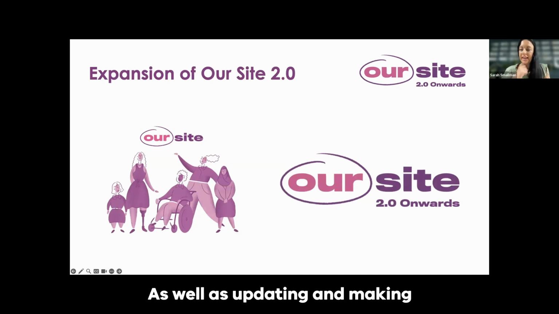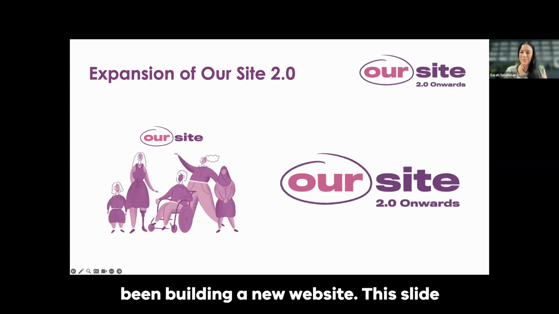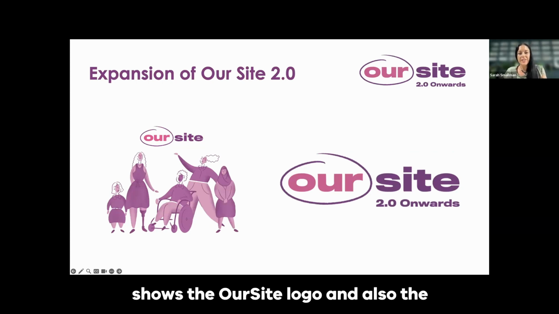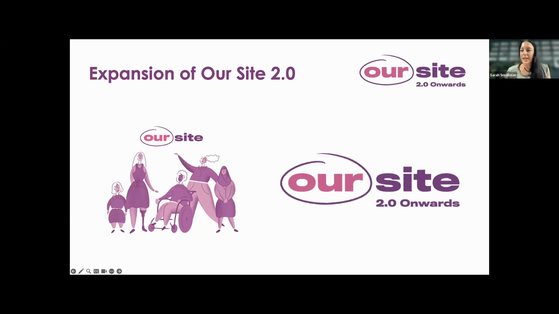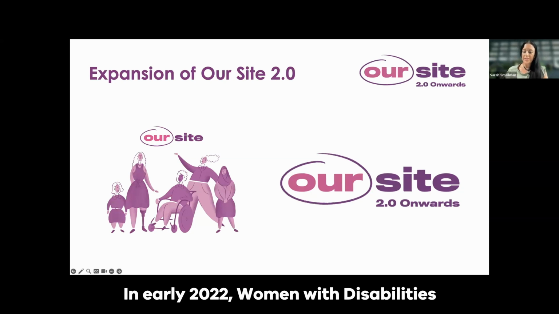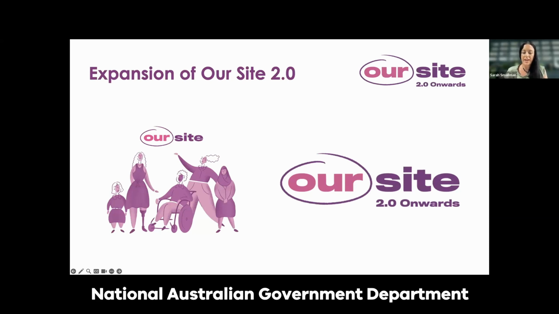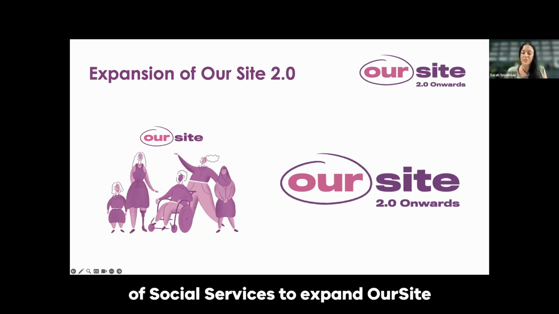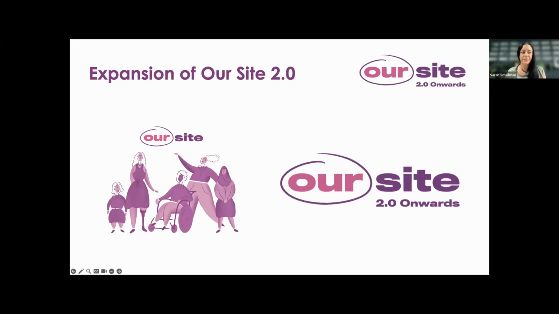As well as updating and making improvements to our site, we have also been building a new website. This slide shows the Our Site logo and also the temporary new website logo. In early 2022, Women with Disabilities Australia secured funding from the National Australian Government Department of Social Services to expand Our Site with a specific focus on addressing violence against women with disabilities.